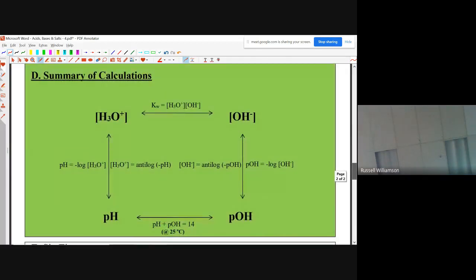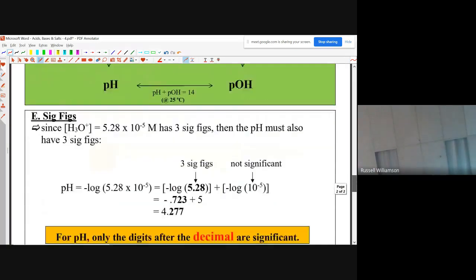Summary of calculations. When you start working on your worksheet, if you want to refer to this, this might help you. I'm not going to explain. I have all of this stuff already here.